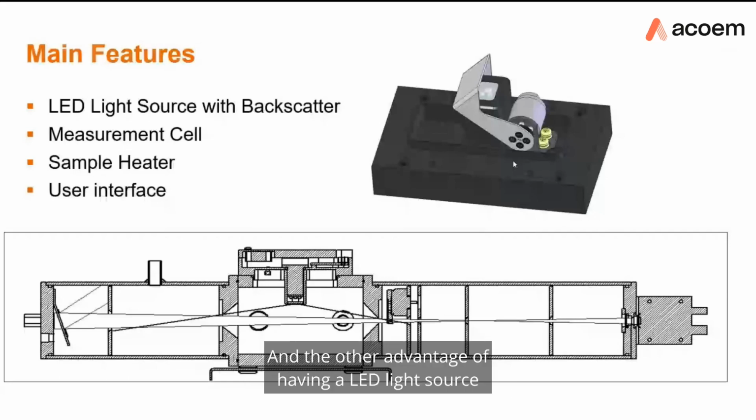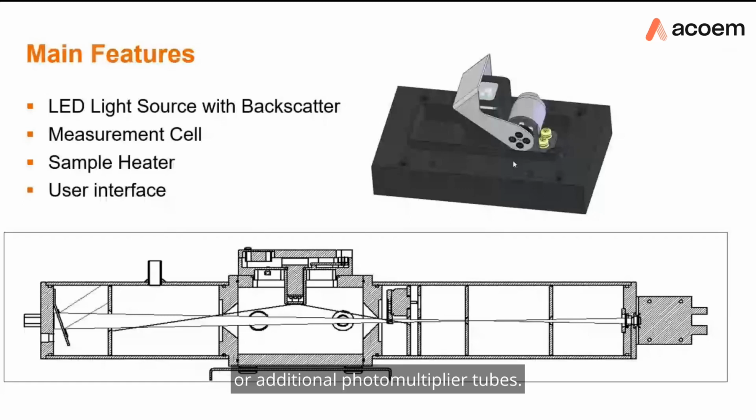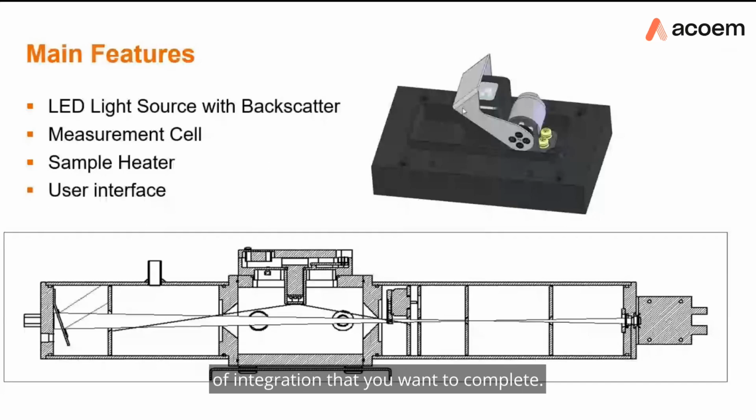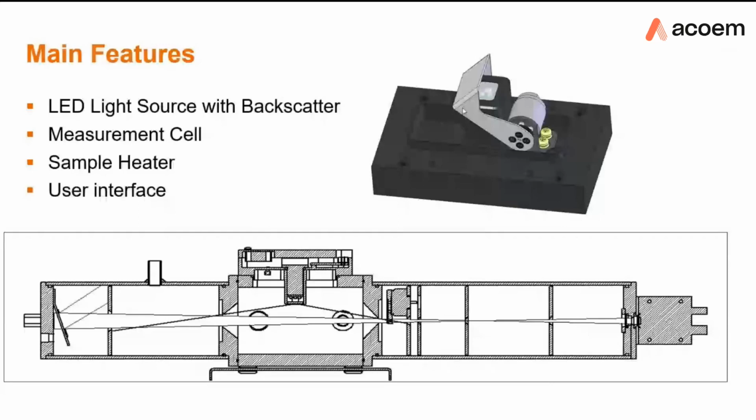And the other advantage of having an LED light source is that it emits light in a specific wavelength, and so there's no need for additional filters or additional photomultiplier tubes. And also we have a servo motor here which precisely moves the backscatter arm into its precise location depending on the measurement of integration that you want to complete.